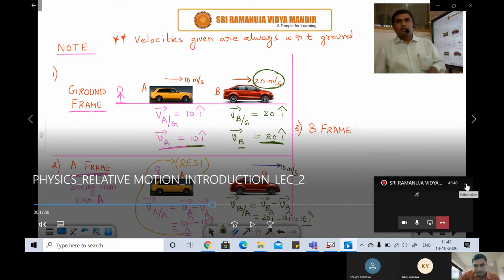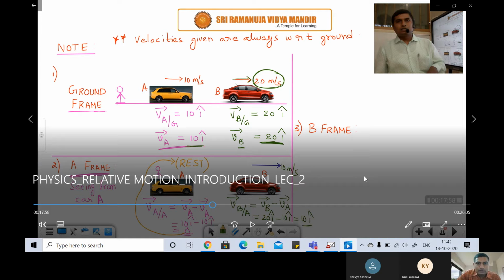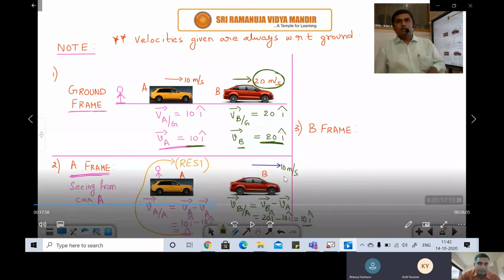Understood? Now it is not moving with 20. Please remember, B is moving with 20 in which frame? Ground frame, sir. From A frame? It's moving with 10 meters per second, sir. Which side? Right side.